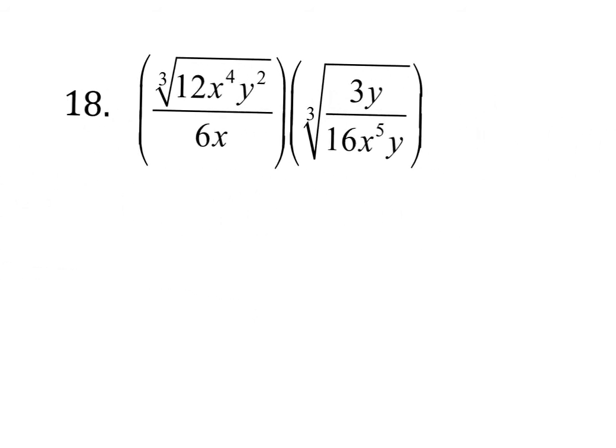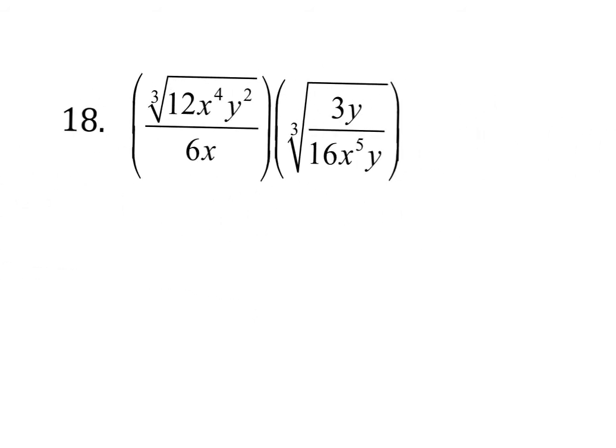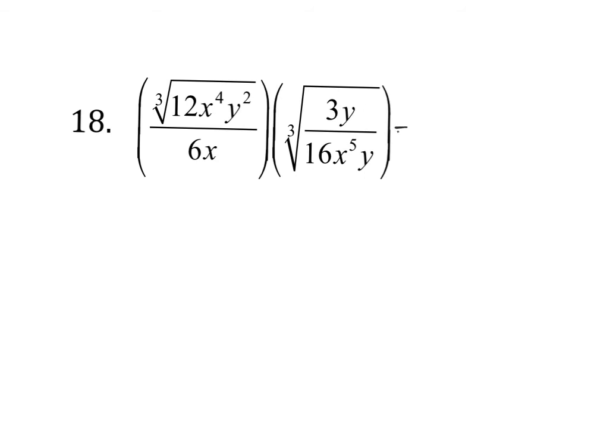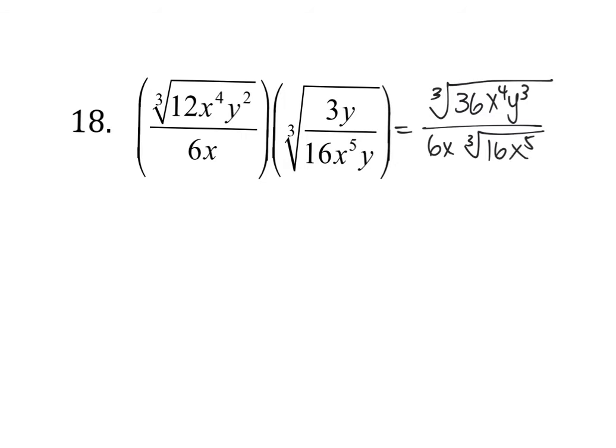Moving on to number 18, it is a multiplication problem. So I would actually suggest that you multiply straight across first. The top, numerator times numerator, both underneath the radical, will become the cube root of 36x to the fourth y cubed. The denominator, something outside, something inside, so it just gets squeezed together. Just like the previous problem, I'm going to reduce my first step after I multiply. So the cube root over 6x, the cube root.